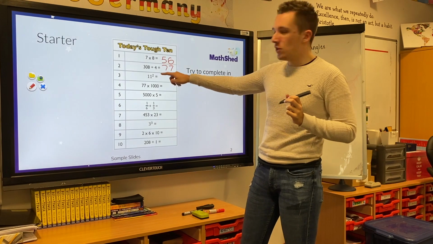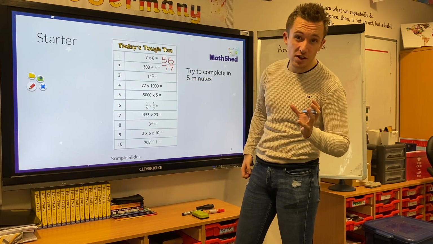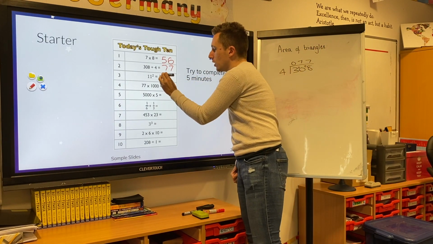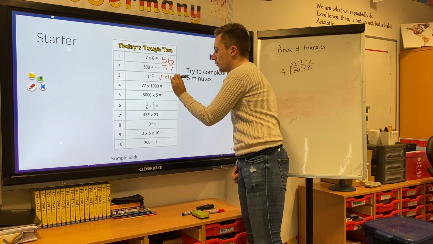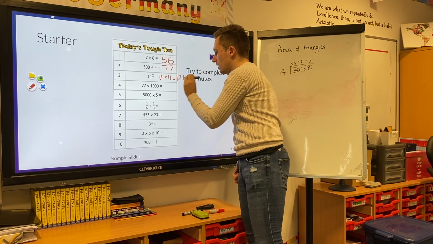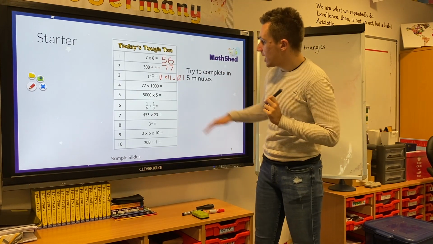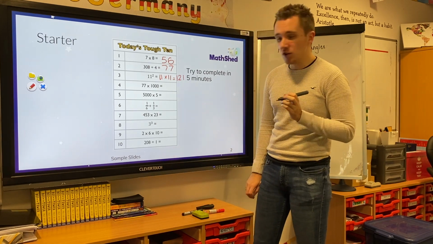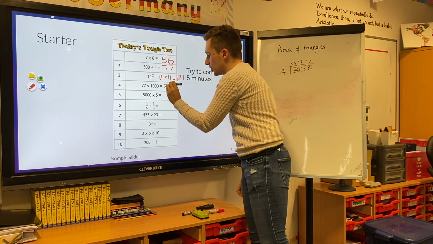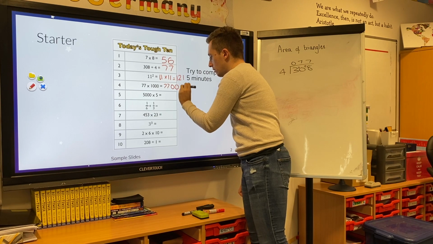Next one, 11 with the little 2. Well, that means squared, which means we have to do 11 times 11, which is 121. 77 times 1,000, well, that's going to be 77,000.